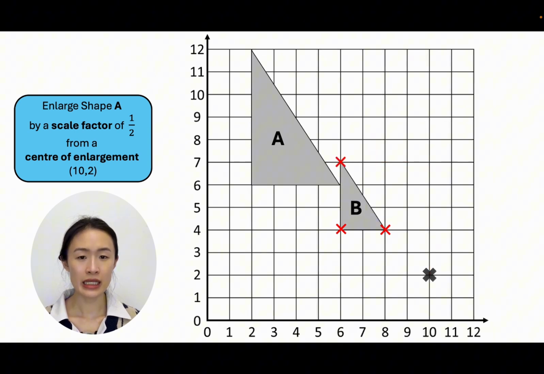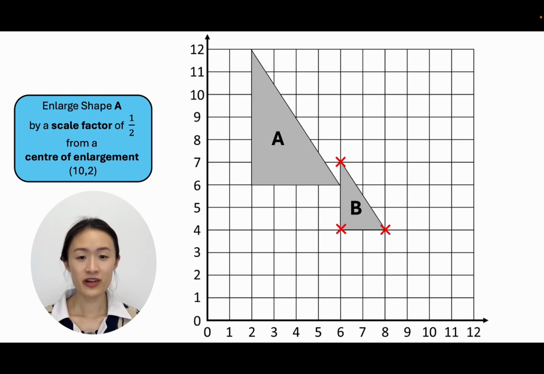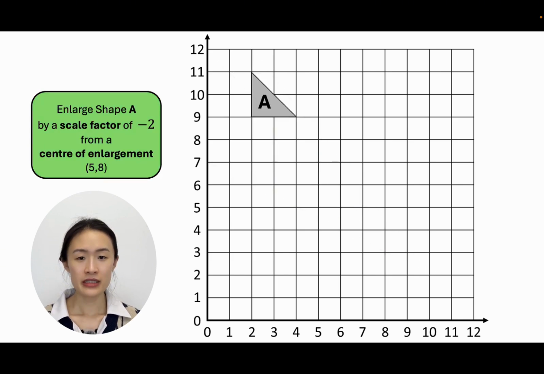Now let's check, see if the side of the image is half of the original shape. And then if we join the corresponding points together, see if they intersect at the center of enlargement. Okay, now moving on to a negative scale factor. Negative in vector means in the opposite direction. So let's have a look at this question. We want to enlarge shape A by a scale factor of -2 about the center 5, 8. Let's pick a point. Let's say 4, 9.